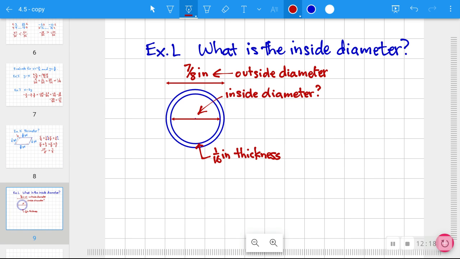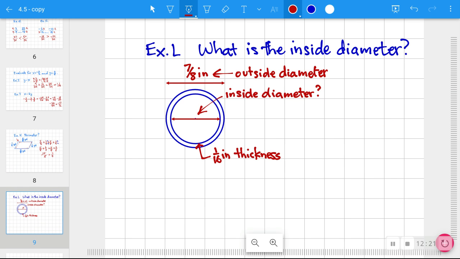Okay, this will be the last problem here. And I'm just going to show you how to set this up. The diameter all the way across this pipe, you're looking at maybe a copper pipe that's 7/8 inches wide. And it's got a 1/16 inch of copper. So this little area right here is 1/16. There's another one right there. So we're asking how to get from the larger outside diameter down to the smaller inside diameter when you know the thickness is a 1/16 of an inch on both sides.